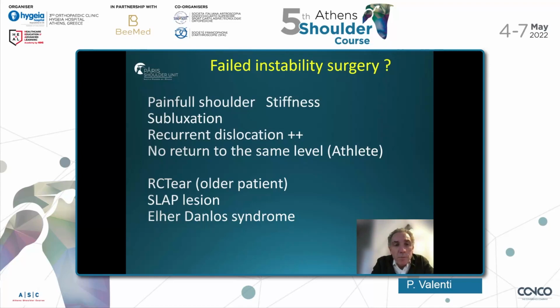So when you talk about failed instability surgery, sometimes you talk about painful shoulder, you talk about stiffness, and sometimes the patient is not able to return to the same level if it's an athlete. And another category is a recurrent subluxation or recurrent dislocations. And it's important sometimes to look for a rotator cuff tear, particularly for old patients, a SLAP lesion, or examination of the laxity, because sometimes there is an Ehlers-Danlos syndrome.